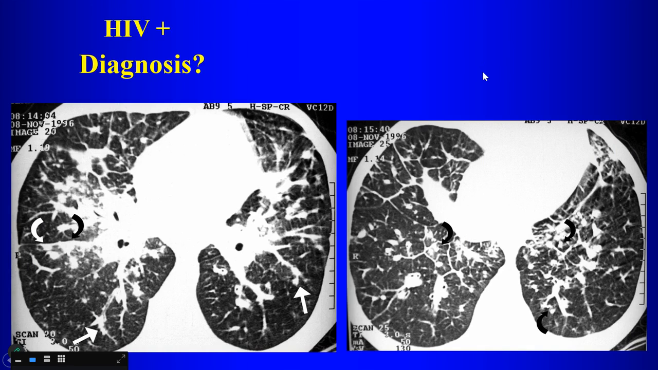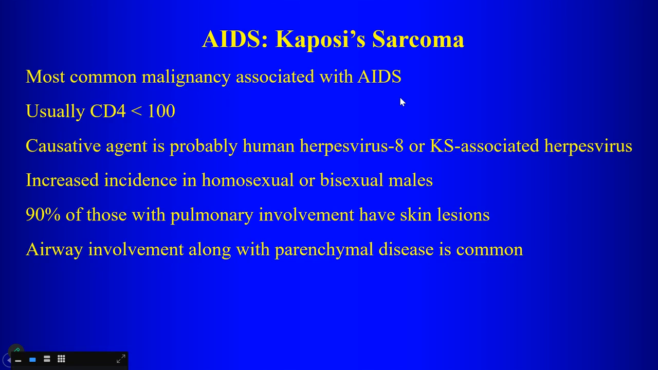So when you have a patient who's HIV positive who has this bronchovascular distribution of opacities like this, what do we think about? Yeah, so Kaposi's sarcoma can give you perihilar opacities like that. The catchphrase that's been used with that is what? Flame-shaped. Yeah, flame-shaped opacities with Kaposi's. So probably caused by herpes virus. And so 90% of patients will have skin lesions.